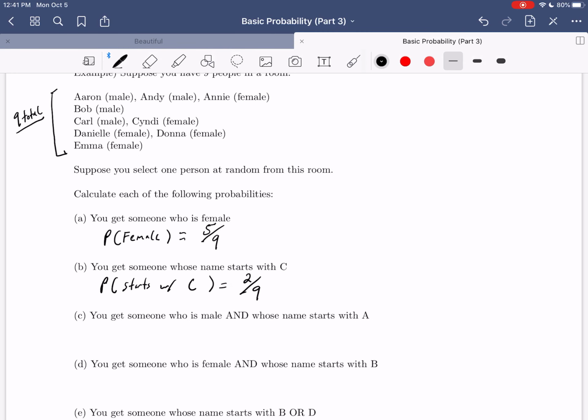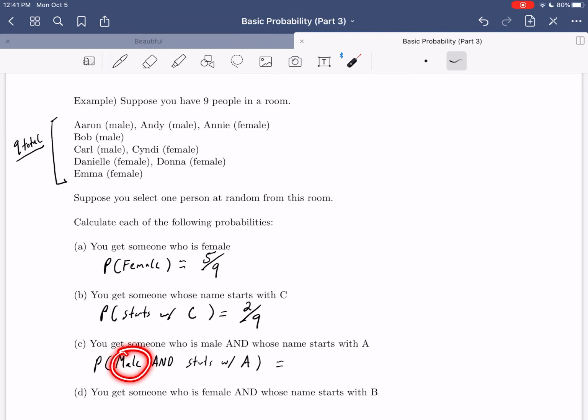All right, let's look here. The probability we get someone who is male and whose name starts with A. Okay, again, remember, and in mathematics means that these people have to be males and they have to have their name start with A. So they have to have both of these traits.